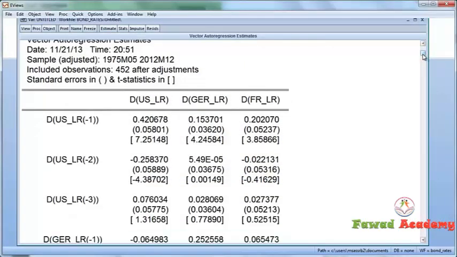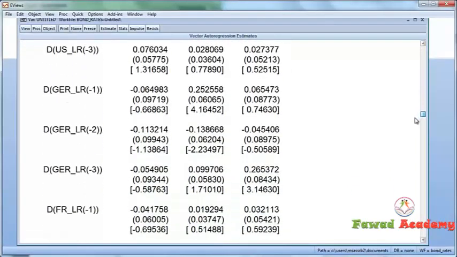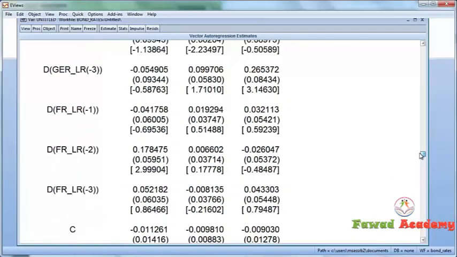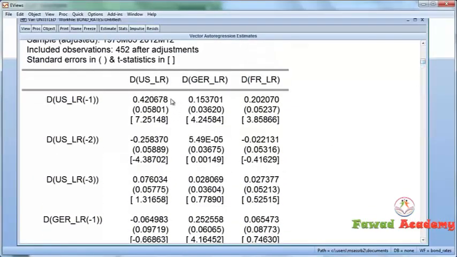Now for each equation, we have 9 lag coefficients and 1 constant. So for each equation, we'll have 10 coefficients. Let's not look at the coefficients themselves too much. You can still see that the first set of coefficients relates to lags of the changes in the US long rate, and the first lag is still significant for all 3 equations. The second lag is significant for the US equation, and we could look at that in detail.